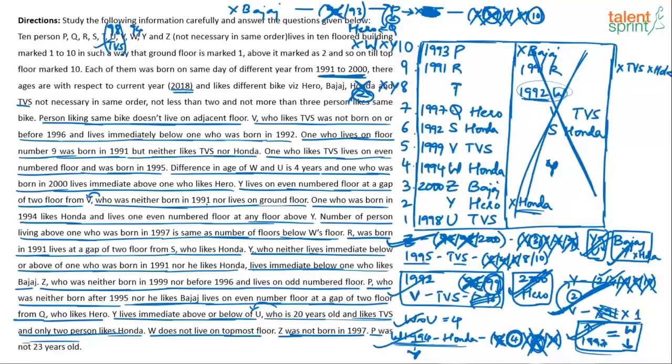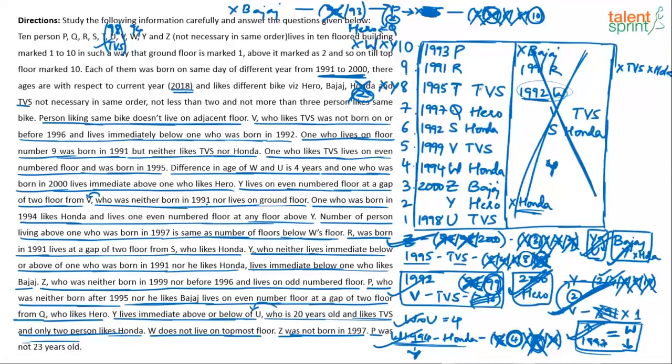Now, we also know that 1995 and TVS together will come either for 8th floor or 10th floor. But 10th floor is 1993. So 1995 cannot come on 10th floor, which means 1995 had to come on 8th floor. 1995, and this is TVS.